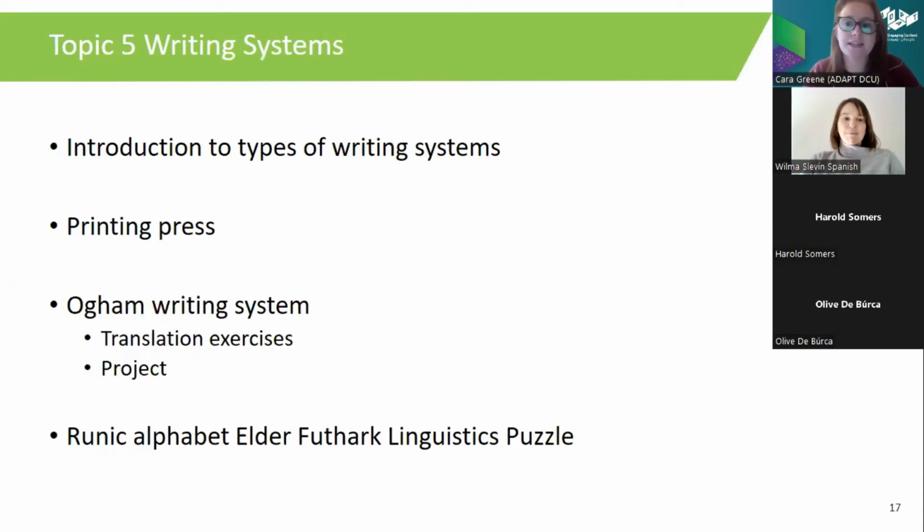Topic 5 is writing systems: types of writing, and what is a writing system? Have the students ever heard of the oldest writing system in Ireland, which is Ogham stones, and about the direction of writing from top to bottom? In that module, they have little translation exercises. There's an opportunity to do a project and a poster on an Ogham stone in your county, for example, to get out there. And then the puzzle is a runic alphabet puzzle, which is Elder Futhark.